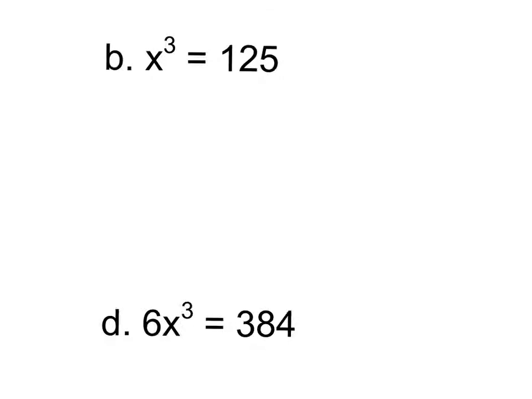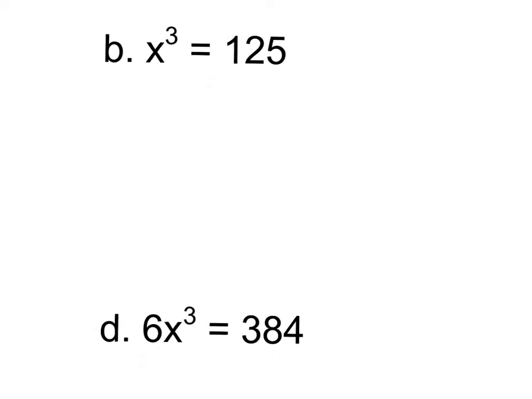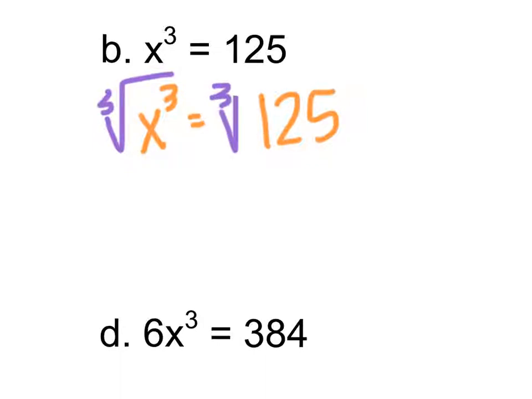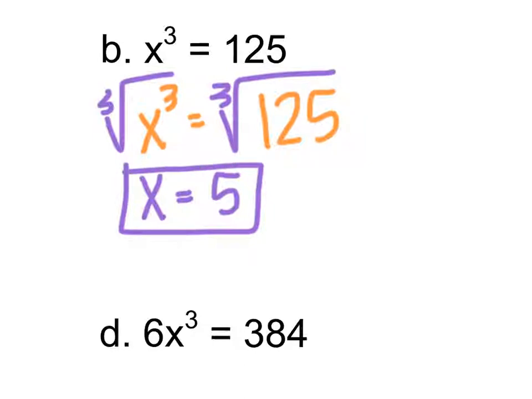So now we're looking at example B. We've got a similar problem. The problem that we're given is x to the third, and it is equal to 125. Again, the exponent is 3, so we're going to take the third root of both sides so that we can get rid of that exponent. So the third root of x to the third is x, and the third root of 125 is 5. So x would equal 5.